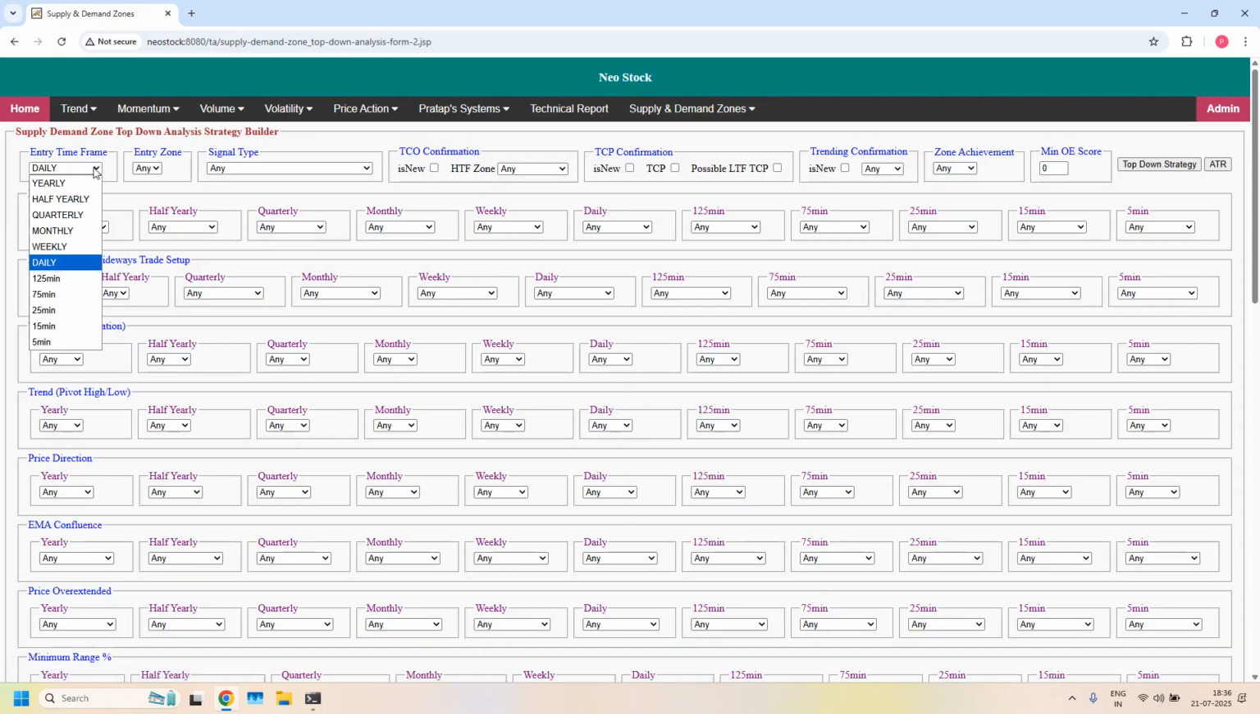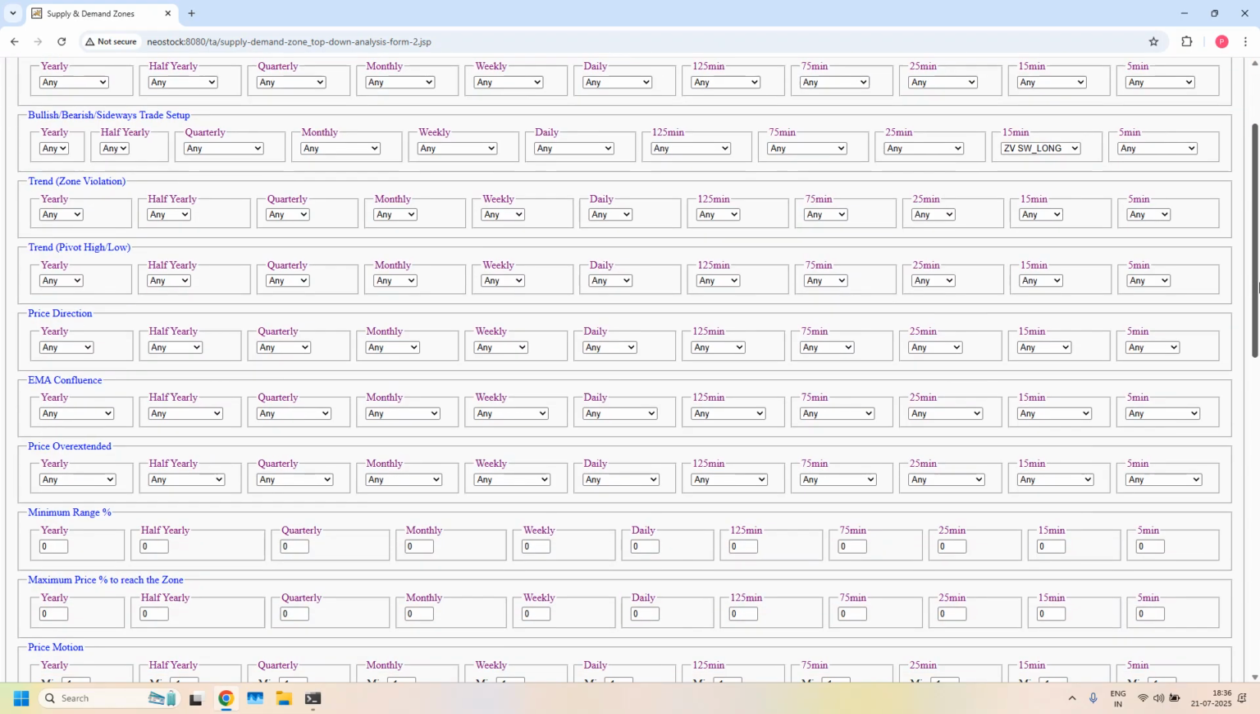In daily income trade, entry time frame is 15 minutes. Entry zone is demand zone for sideways long trade setup, and also in bullish or bearish sideways trade setup parameter. At 15 minutes time frame, I am selecting sideways long. And three filters we should apply on 15 minutes demand zone. The first one is zone achievement should be violated opposing zone. The second one is a minimum order enhanced score should be 11 for sideways. And third one, 15 minutes demand zone should not be pierced.